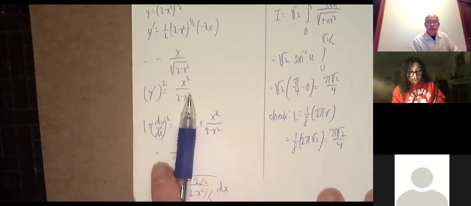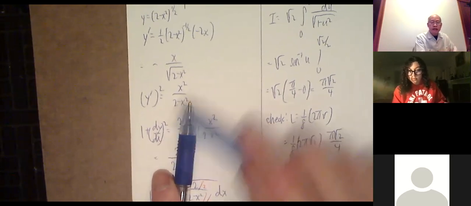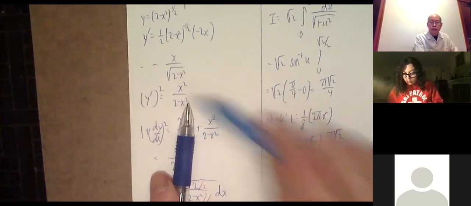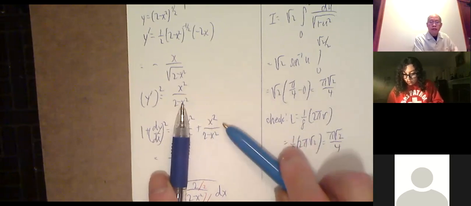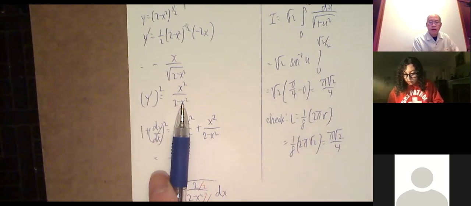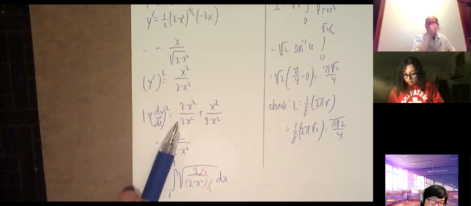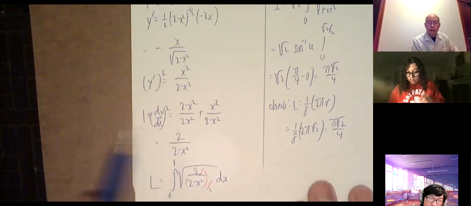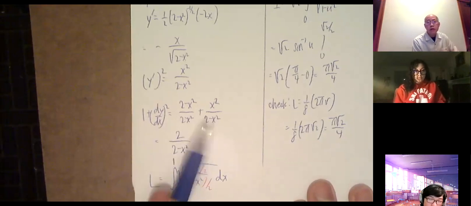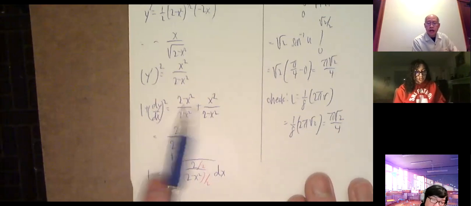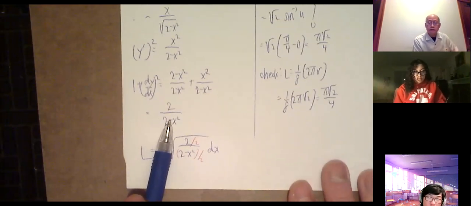All right, now I'm supposed to add 1 to dy dx squared. So here's the derivative squared, and behind my pen is 1. 1 plus x squared over 2 minus x squared. So here's 1 written as 2 minus x squared over 2 minus x squared, in order for me to get a common denominator. So I'll just add the top. If I add the top, x squared cancels, so I have 2 over 2 minus x squared.